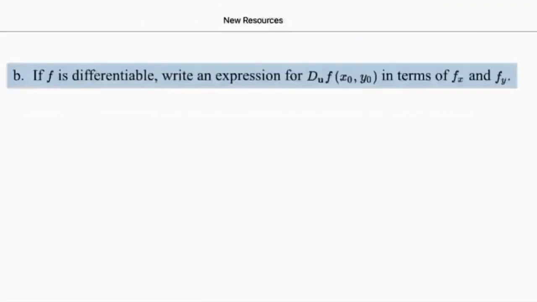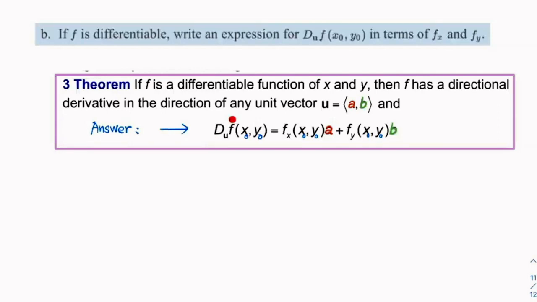If f is differentiable, write an expression for the directional derivative of f in the direction of u at the point x0, y0 in terms of the partial derivative of the function with respect to x and the partial derivative of the function with respect to y. The directional derivative of the function in the u direction at this point x0, y0 is given to be the partial derivative of the function with respect to x at x0, y0 times a, plus the partial derivative of the function with respect to y at x0, y0 times b. Notice that a and b are the components of that unit vector u.